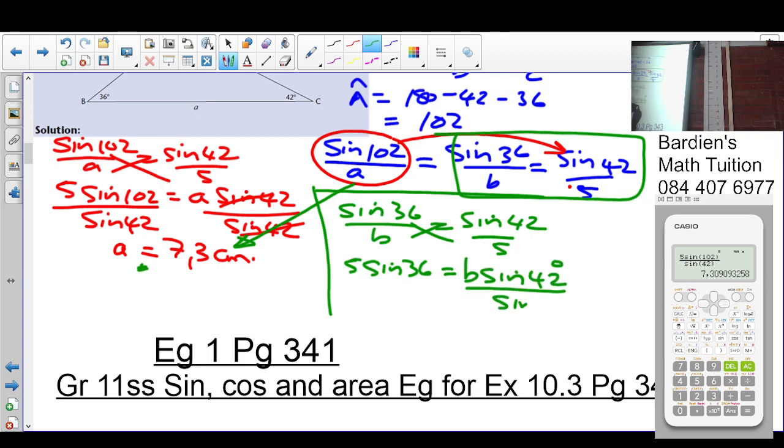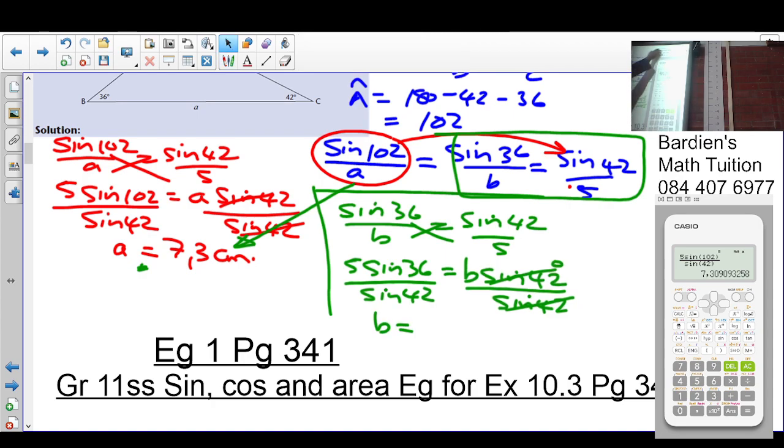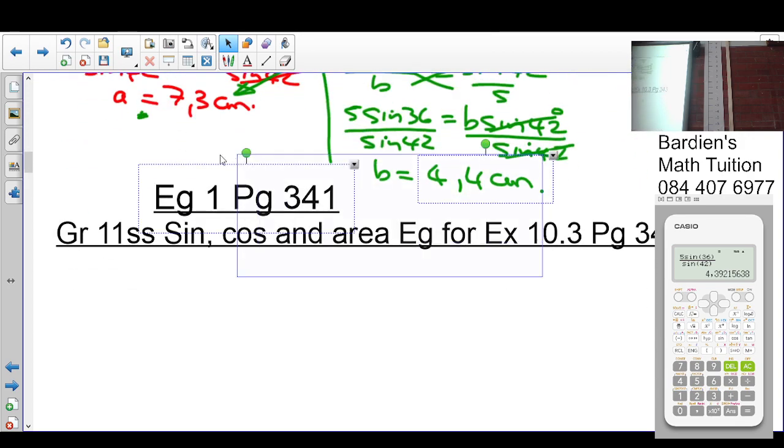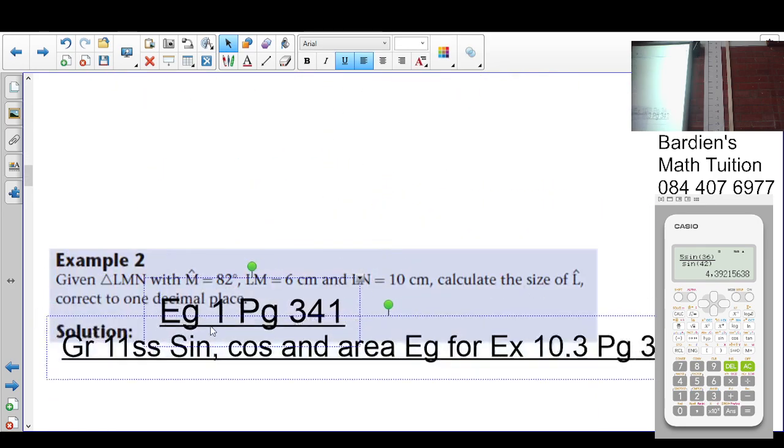So I'll divide both sides by sine 42. That cancels. So b is equal to 5 sine 36 over sine 42, which gives 4 comma something. Okay, you guys understand, people? Any confusion here? No. Alright, let's go to the next one.